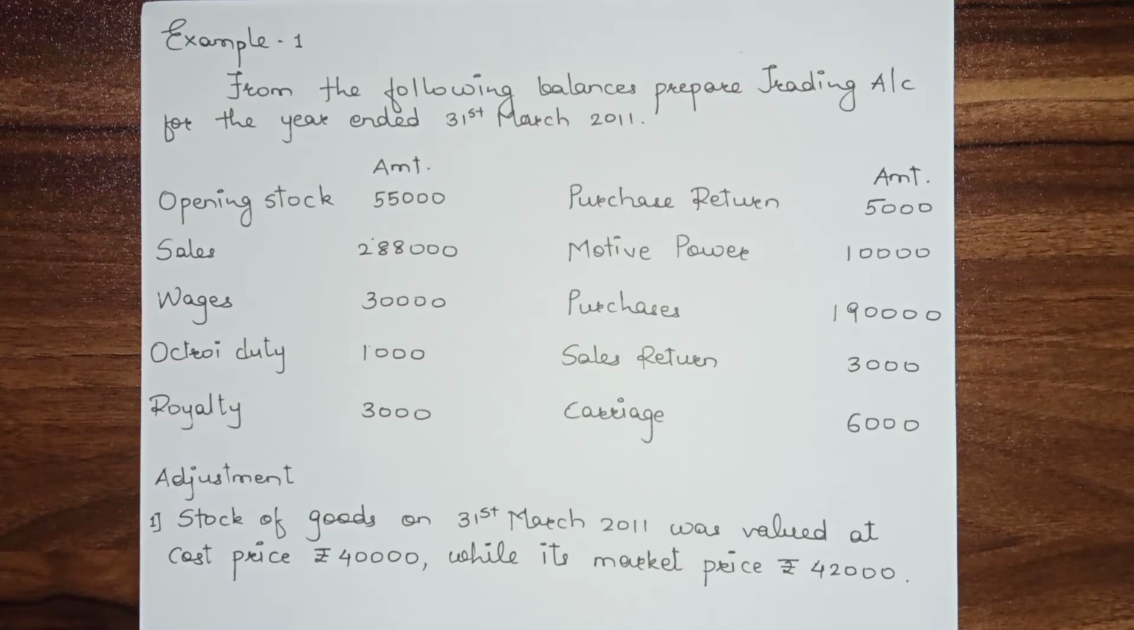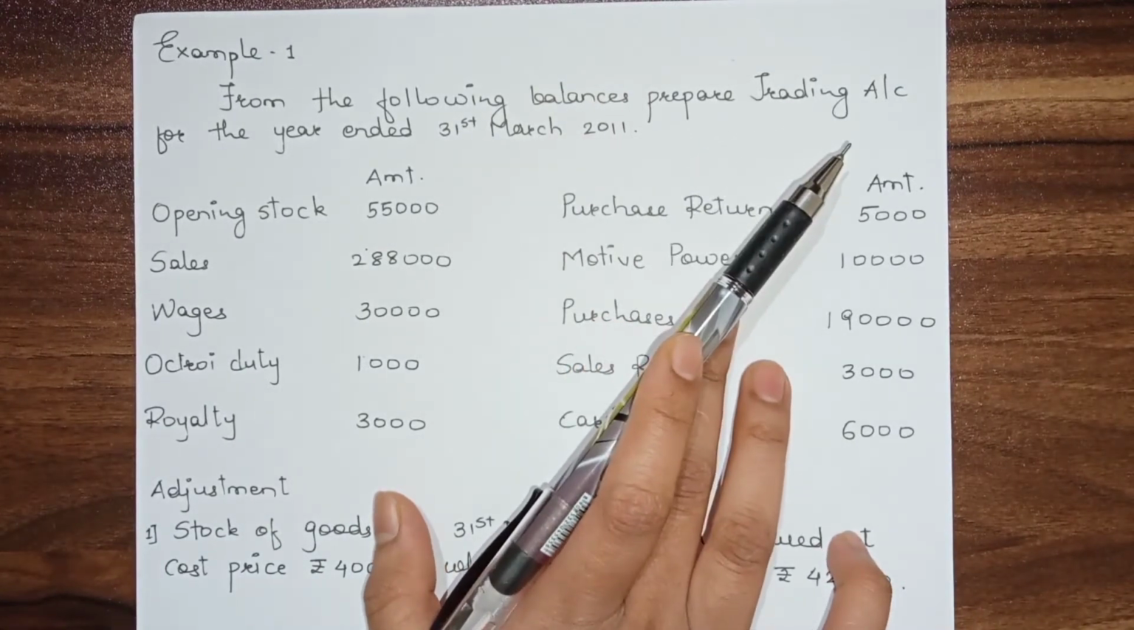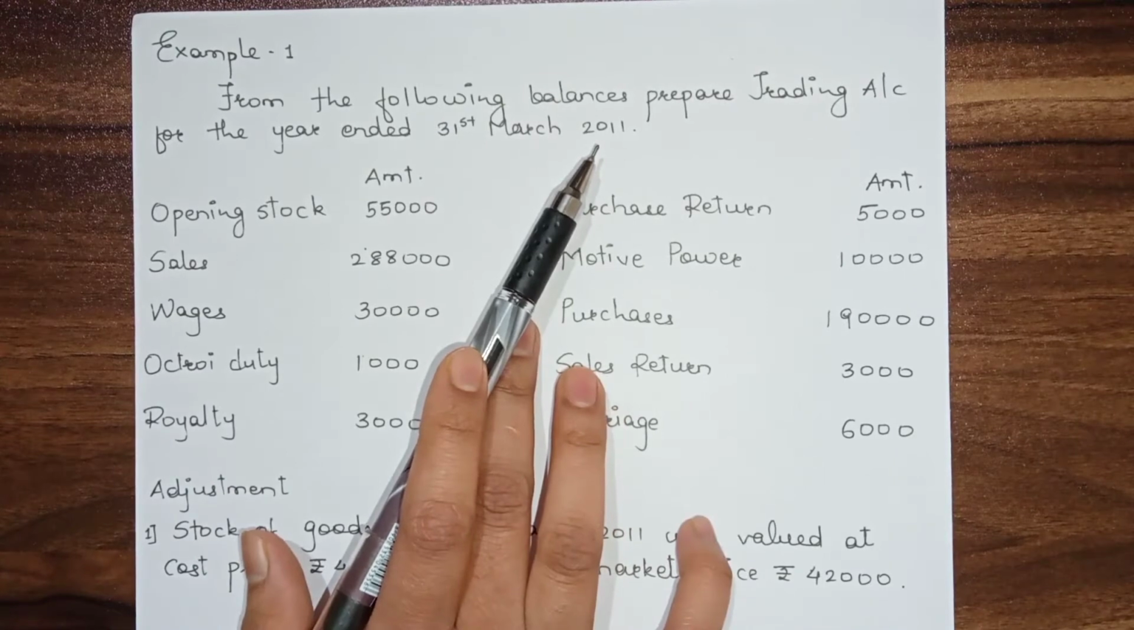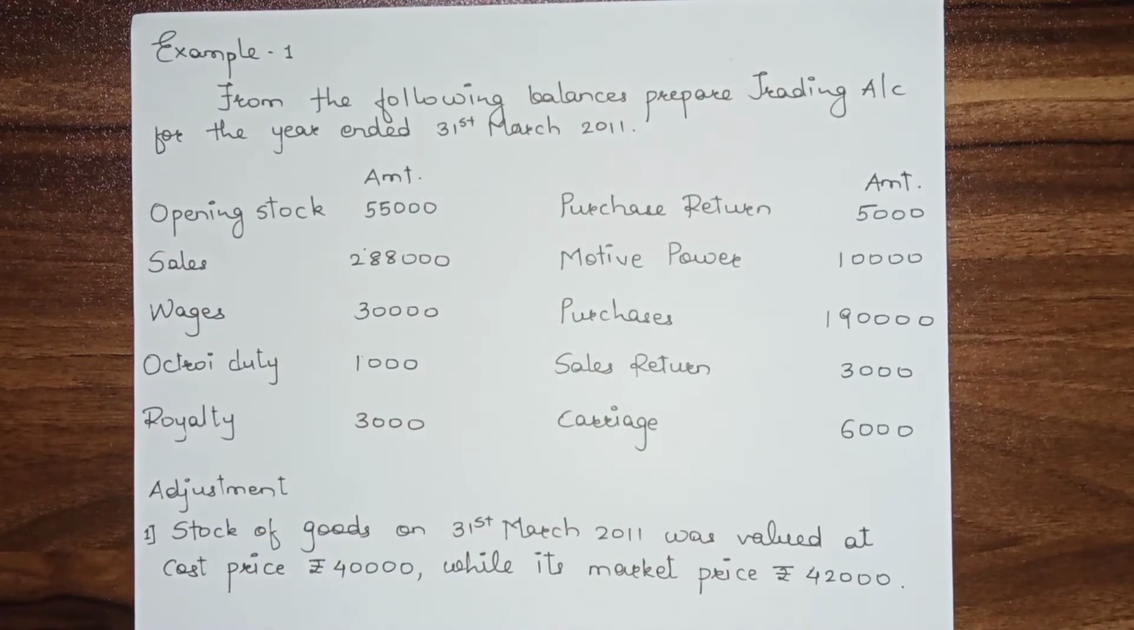So let's start. From the following balances, prepare the trading account for the year ended 31st March 2011. So we have to prepare the trading account at the end of March, that is on 31st March 2011. So let's see the first item.